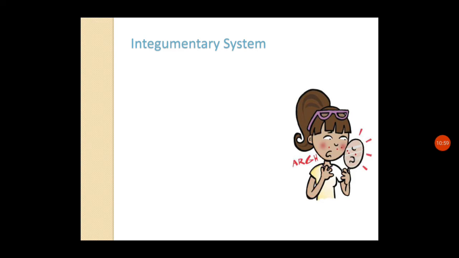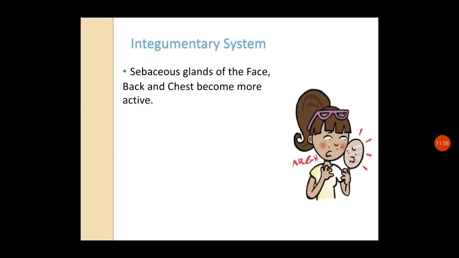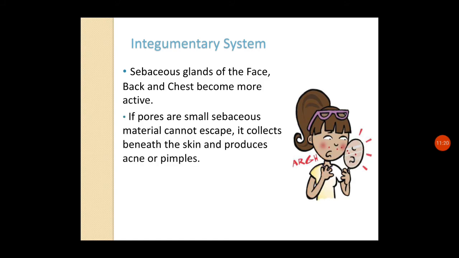The changes occur very rapidly in the skin, and more skin problems can be seen in the adolescent period. So the sebaceous glands of the face, back and chest become more active. So in areas like the face, back and chest, there will be a greater amount of sebaceous gland production. And if the sebaceous gland pore is blocked, the material cannot come outside. So it will collect beneath the skin and produce acne or pimples. So the integumentary system will suffer many problems like pimples, acne and other problems during this adolescent period.